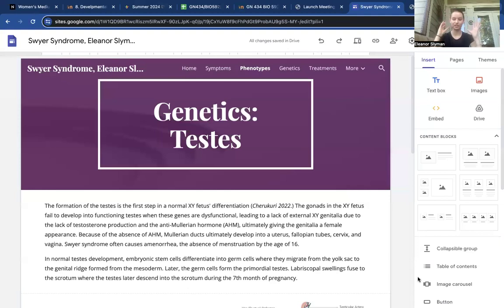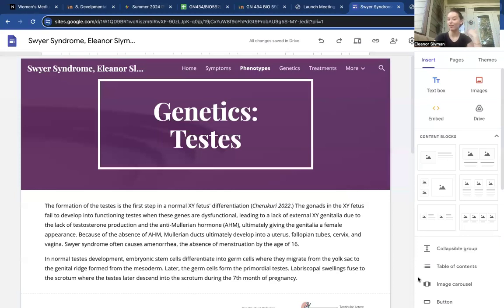And then I also wanted to cover the interaction between the SRY gene and SOX9. I talk about the SRY gene in the next page as well and how it interacts with other genes. But this happens to be kind of how the testes and the streak gonads happen to get formed.